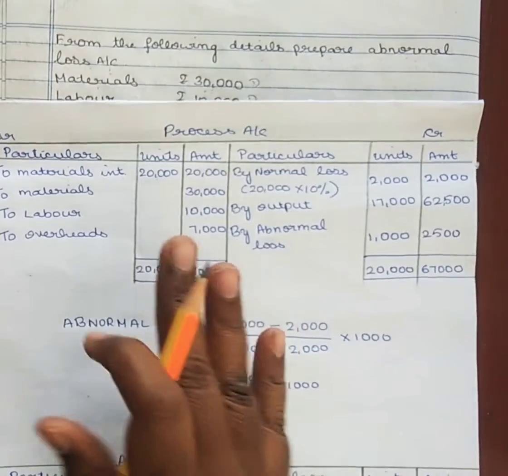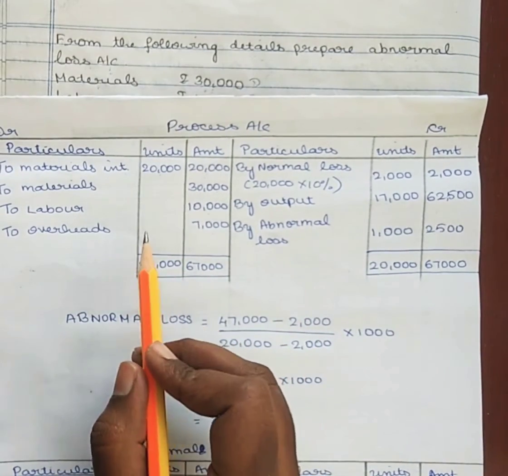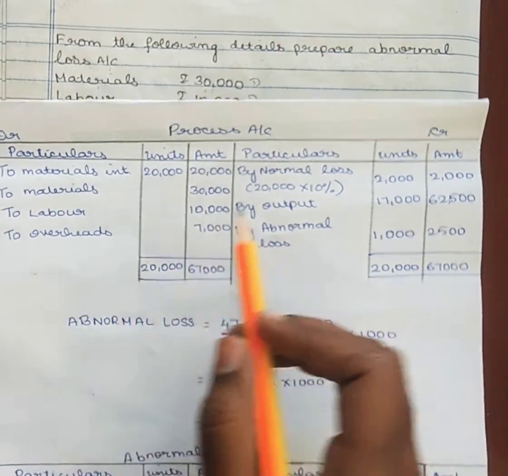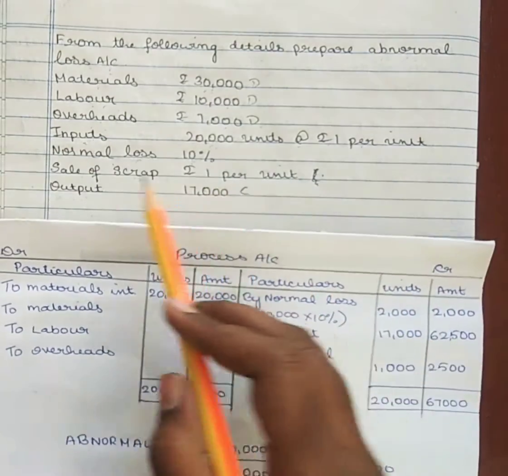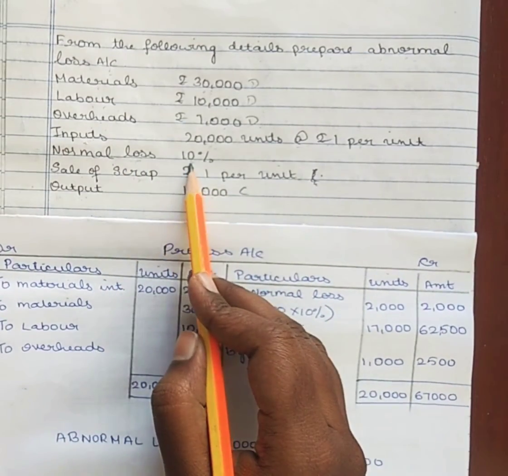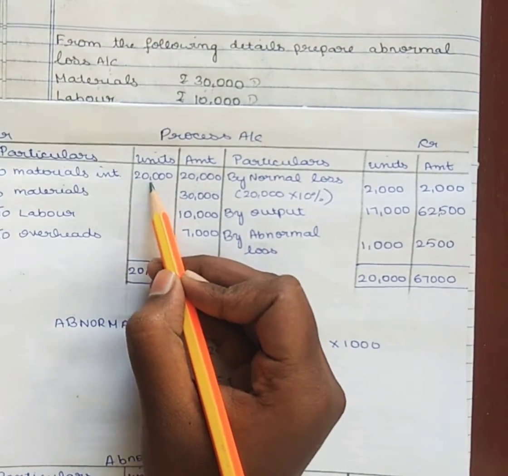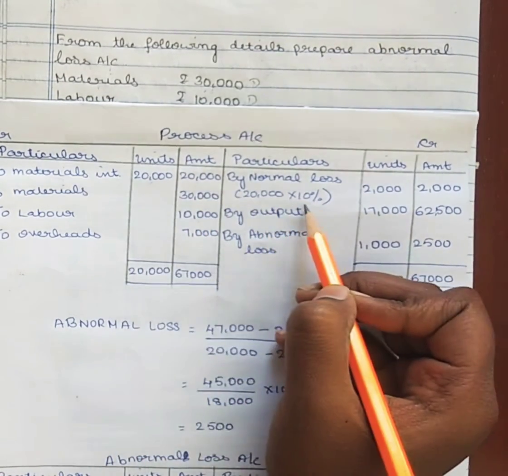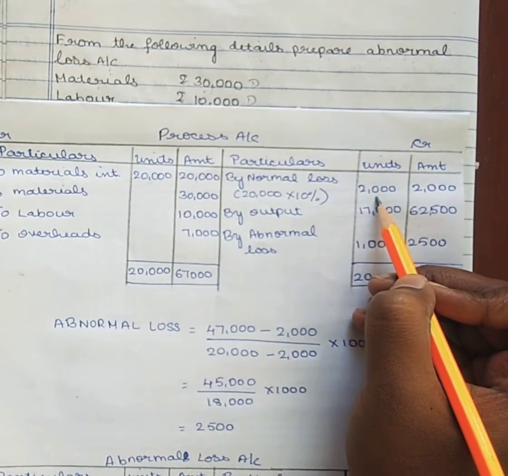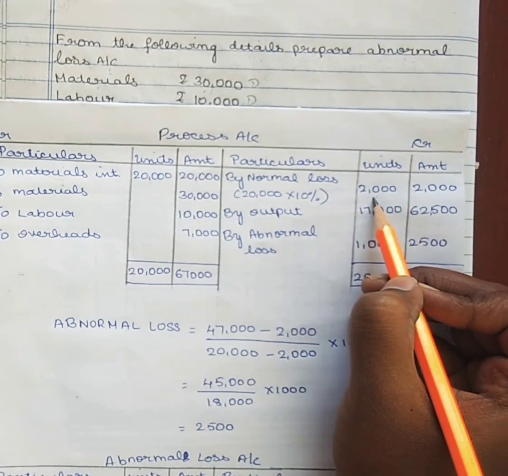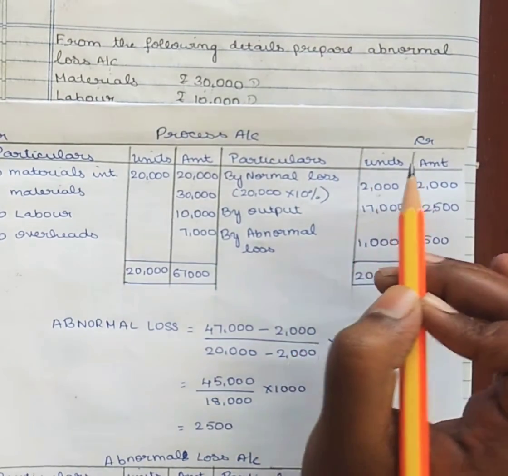Alright, now we are done with the debit side of the process account. Now we will move on to the next adjustment. They are telling normal loss is 10%. Normal loss in the sense, how much is the material that I have introduced? 20,000. So 20,000 into 10% if you do, we will get the value as 2,000. This 2,000 is nothing but the normal loss.